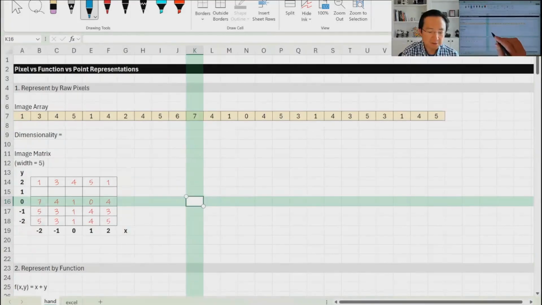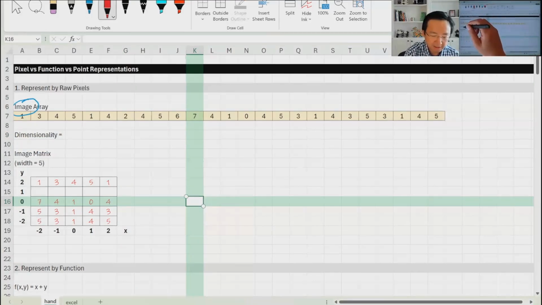Today's lecture is going to be about transform, and we'll start with a quick review of our first two lectures. In the first lecture, we looked at images, and how you could turn the image array into an image matrix. It's one way to represent images, simply by the raw pixel values.